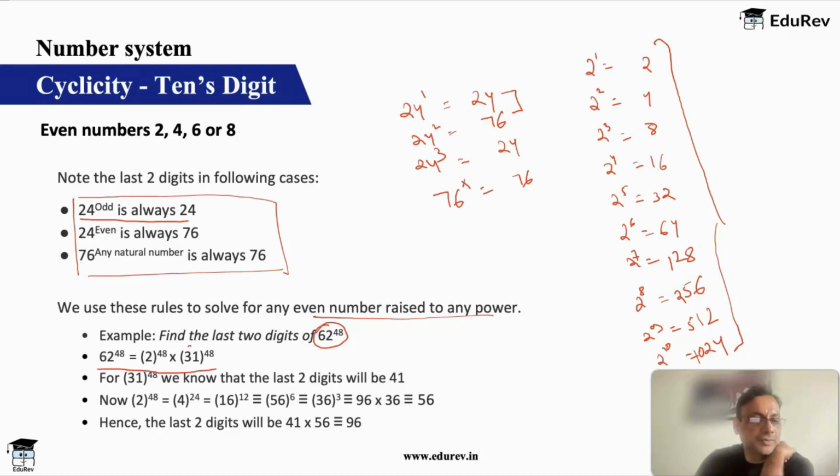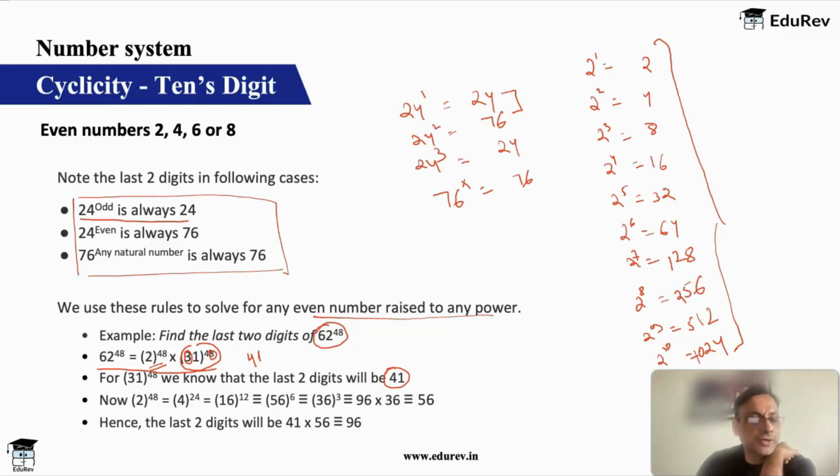Now 31 to the power 48 we know how to solve. We just learned that, right? This is ending with 1, so this will end with 1, and then you will have 8 into 3, 24, so 41. Okay, so the last 2 digits will be 41 for 31 to the power 48. What remains is 2 to the power 48.